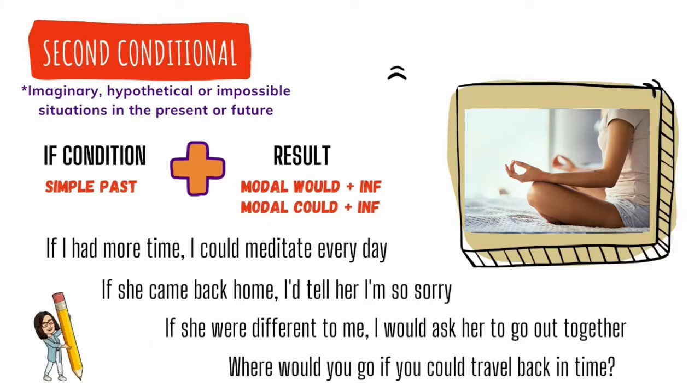Acá hay algo muy interesante para tener en cuenta y notar. Fíjense que en la parte de simple past, en la tercera oración, if she were different to me, fíjense que si bien el pasado del verbo to be para she es was, en los conditionals siempre usamos were. If she were different to me, if he were different to me, if I were different to him, yes, el was para los conditionals no lo vamos a usar, sí vamos a usar el were.